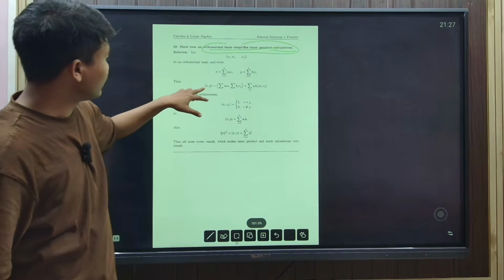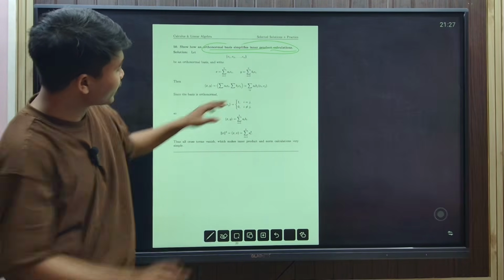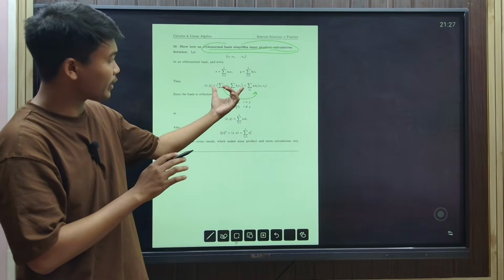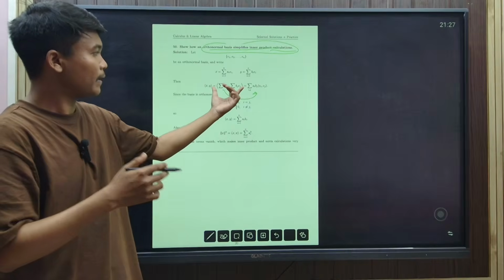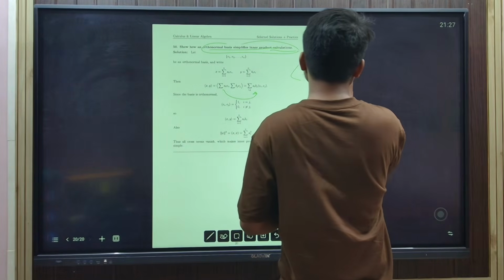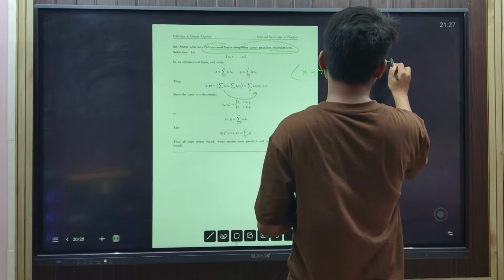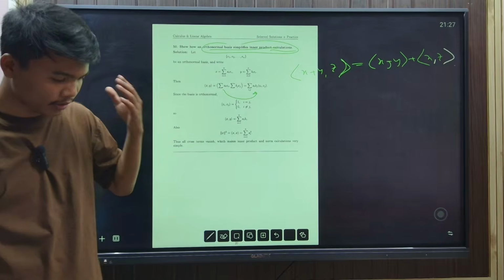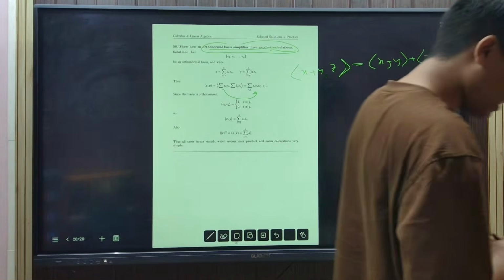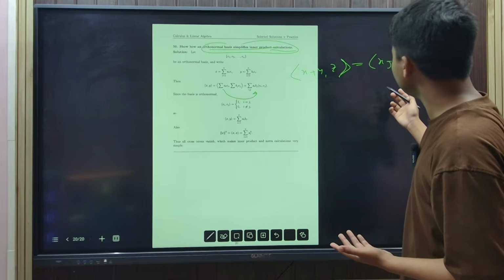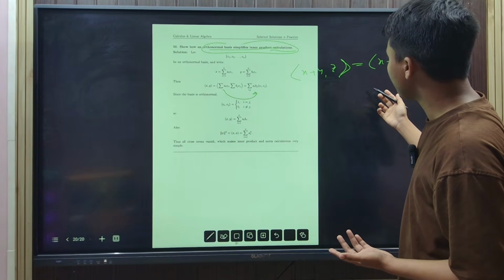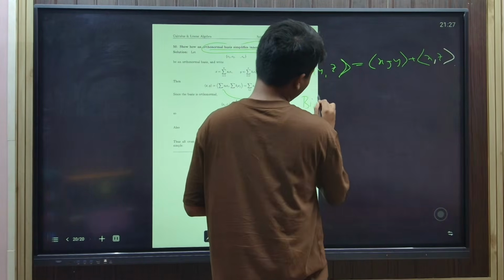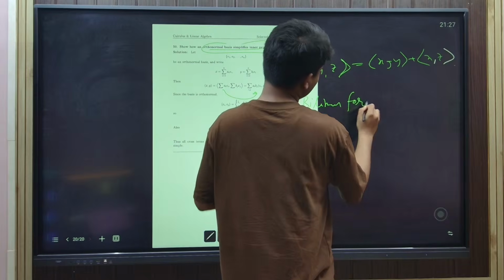So here it is written, and this is the property from here to here. This is the property of the inner product, not the norm. The inner product is additive: if you have the inner product of x plus y with z, this is exactly equal to the inner product of x with z plus the inner product of y with z. This is linear in each coordinate. That means it is called a bilinear form.